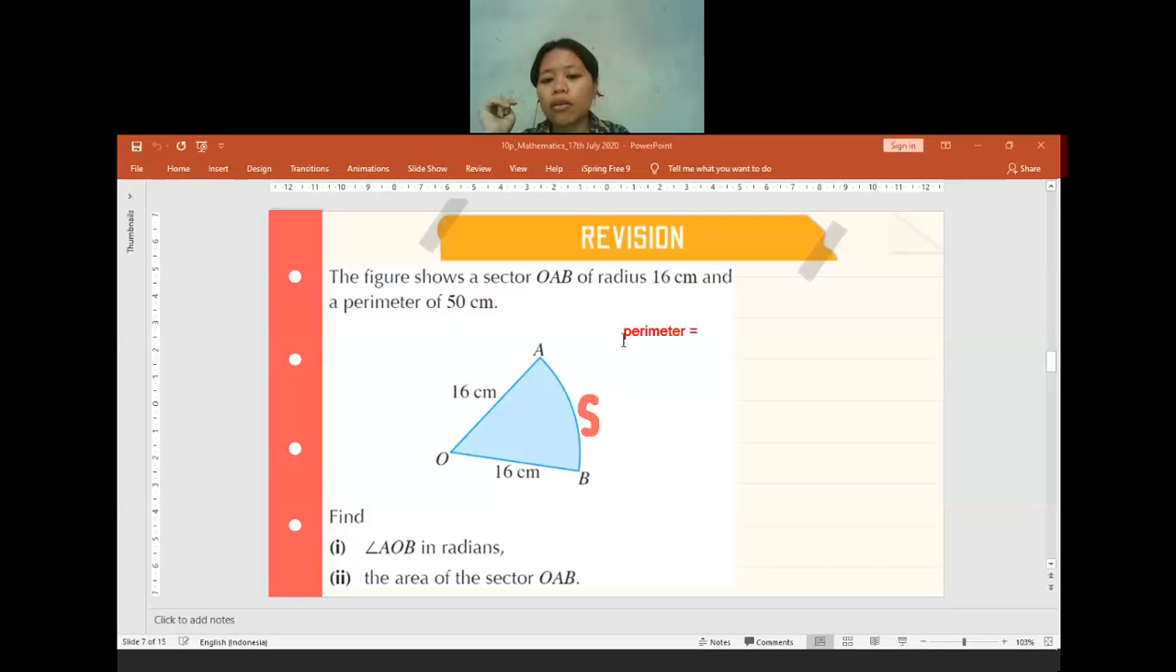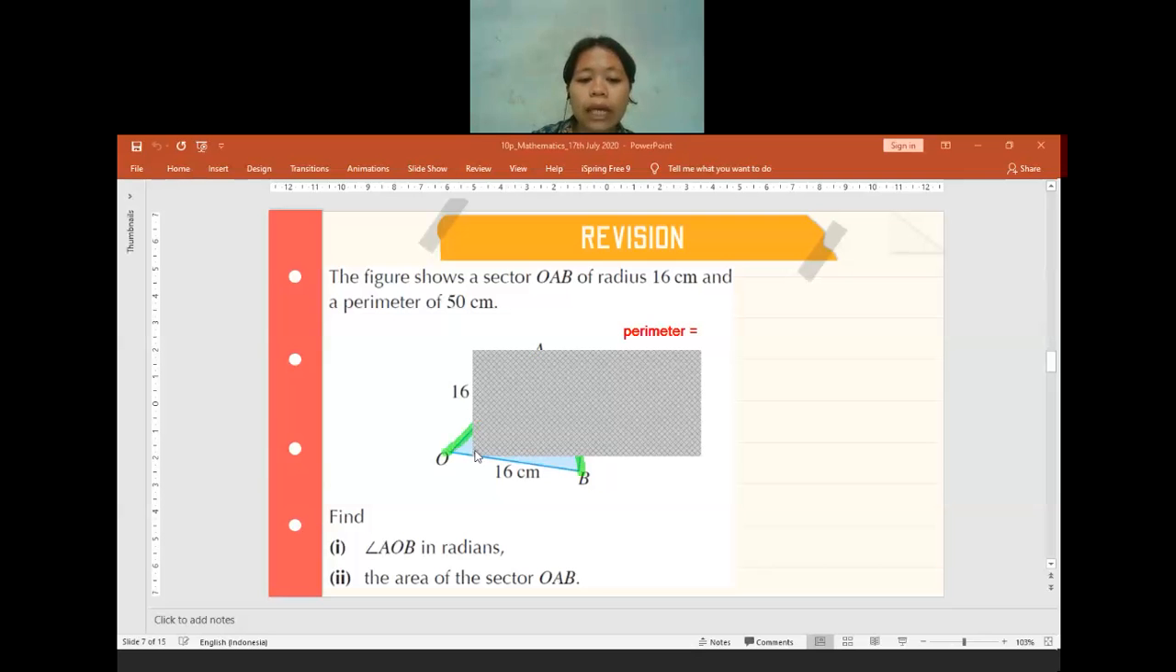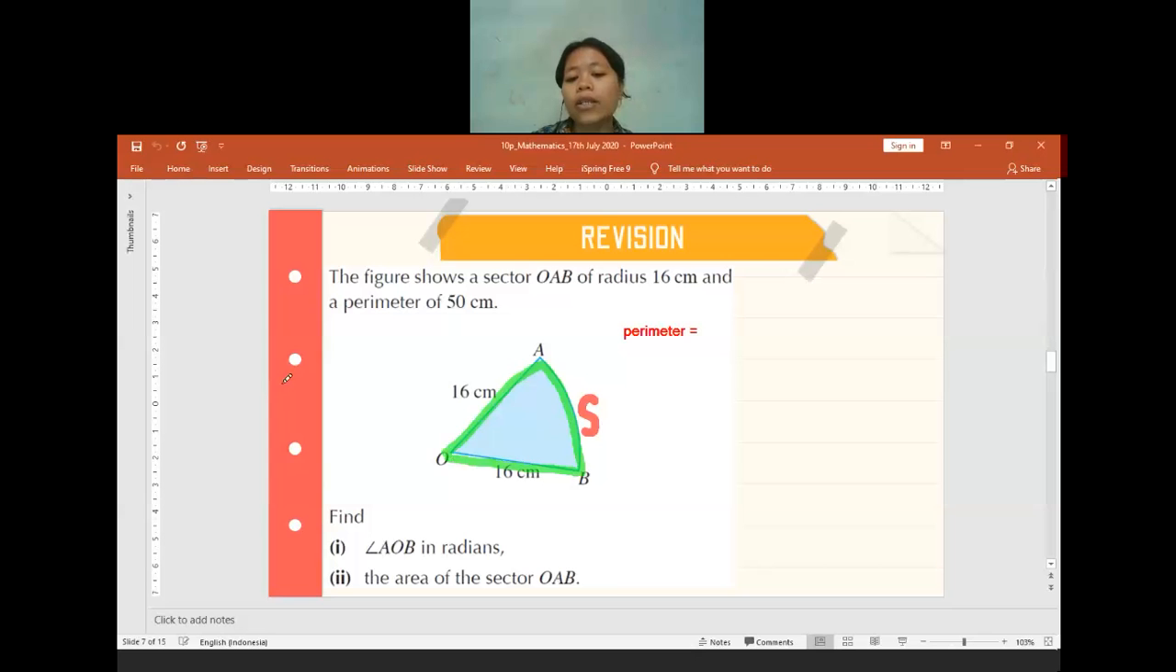Okay, correct. For the perimeter, 16. The perimeter is all the border of the shape. It means like I walk from O, go to A, then from A I go to B, and finish at B. So all of the border, I need to add all of them to get the perimeter.